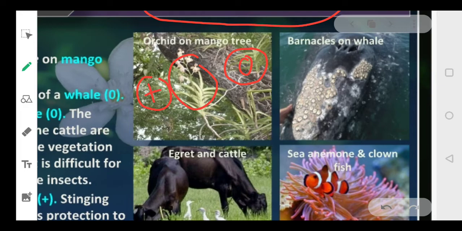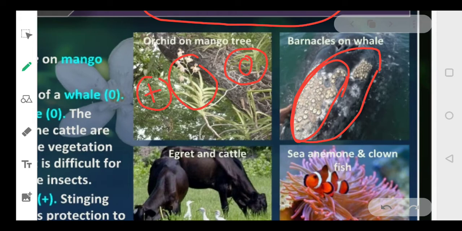Second, as you can see, this is a whale, and on the surface of the whale you can see different barnacles present. So in this case, the barnacles will be benefited because they are present on the surface of the whale, while the whale remains unaffected. The whale is not affected because barnacles are present on its surface. So it is an interaction where one species derives benefit and another remains unaffected due to the presence of the other.